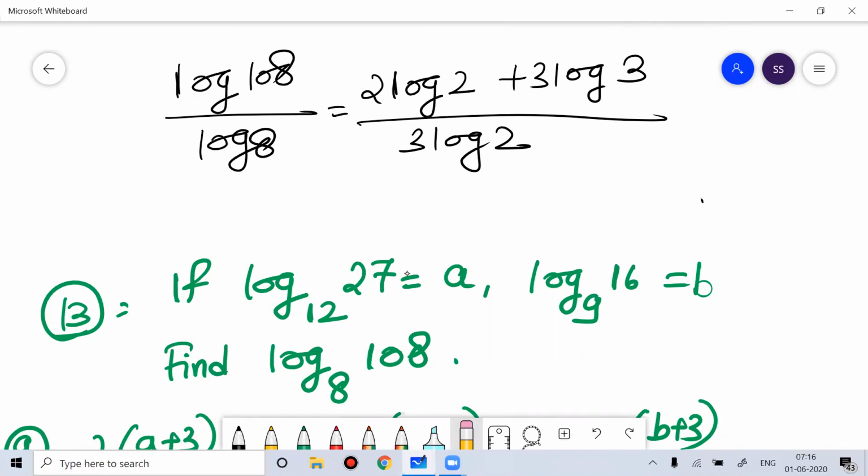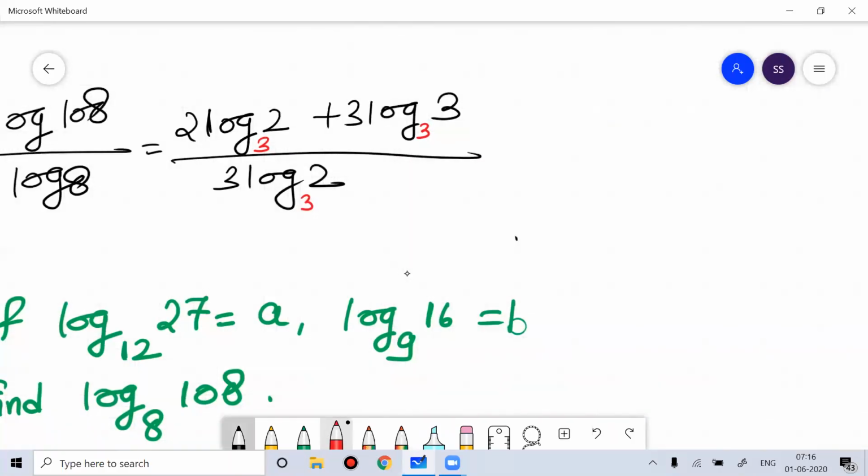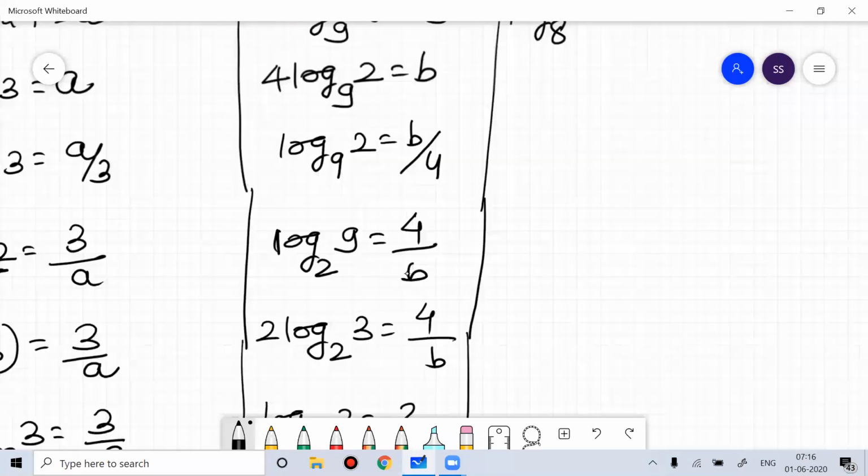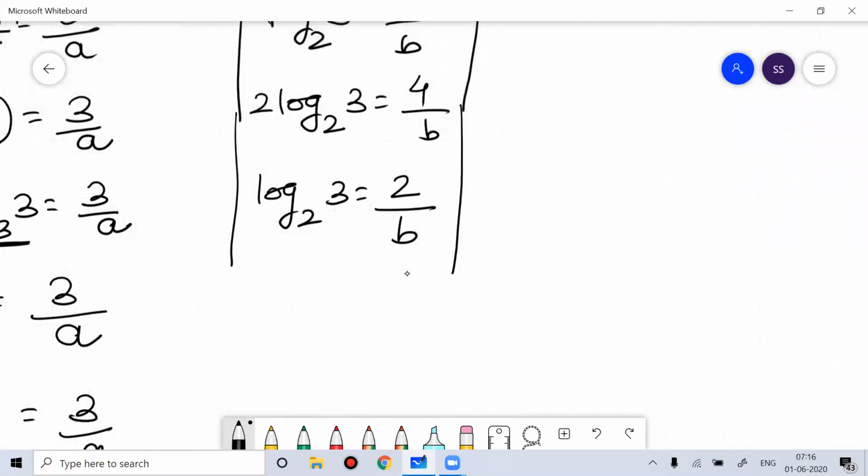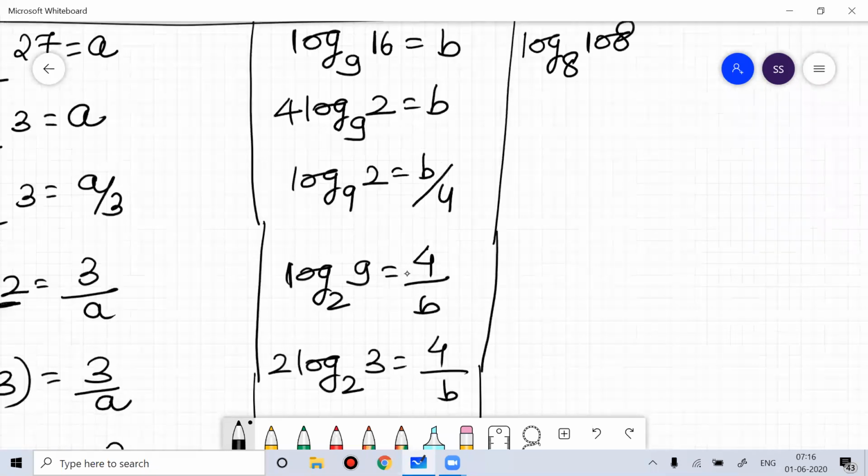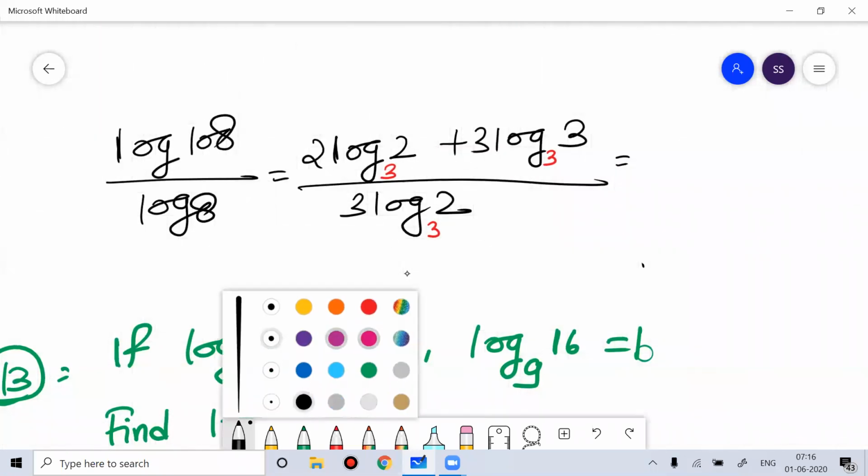This is 4 into 27. 27 fours are... And imagine if your base is 3. Imagine your base is 3. So divide log 3 by everything. Okay, so then what will you get? So this is log base 3 2. Log base 3 2 is nothing but b by 2. Correct. So log base 3 2 is b by 2.